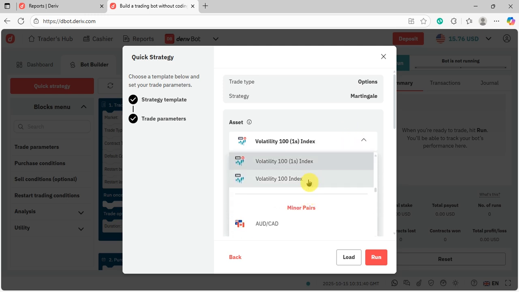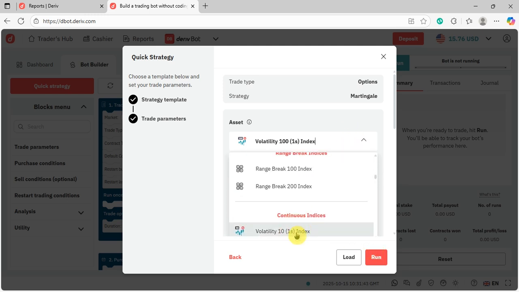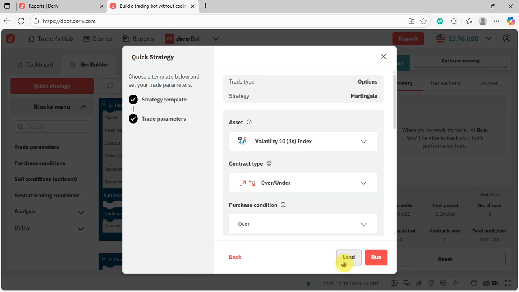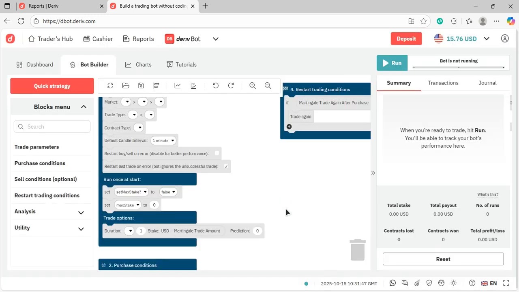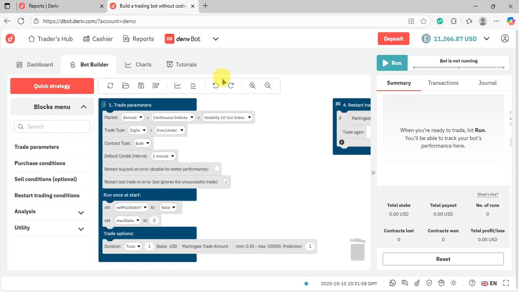Now let me check it. So this is the market, and then after doing that, I will load that bot here. So this is the bot. You can test it, and it can run on that digit as we saw.